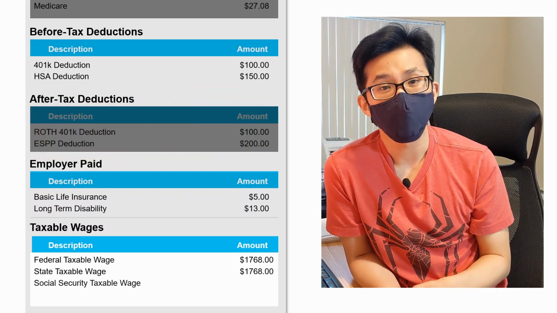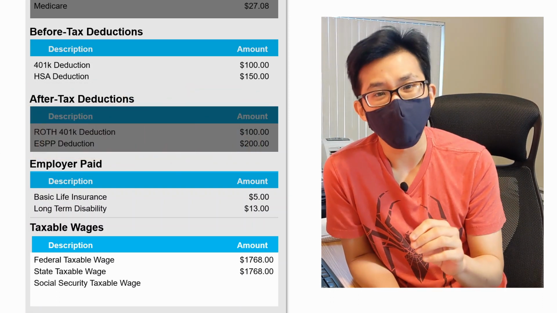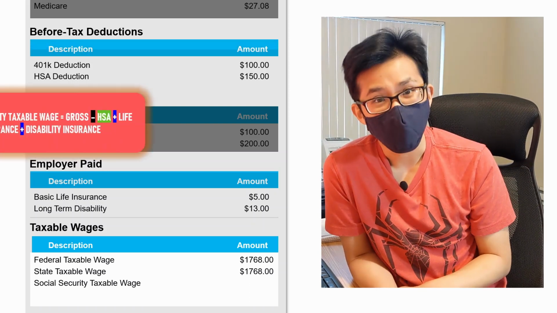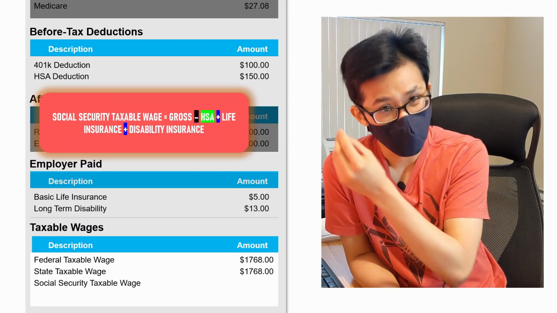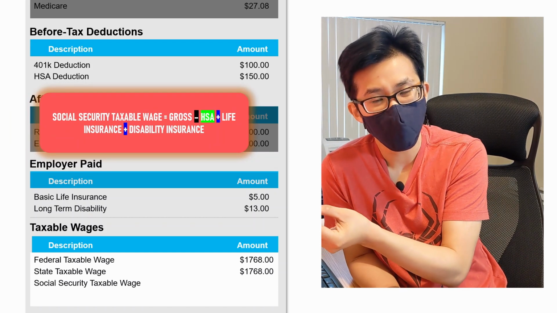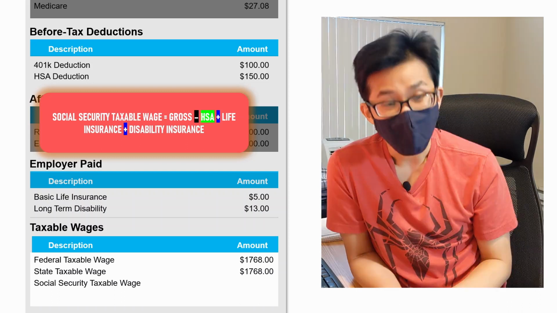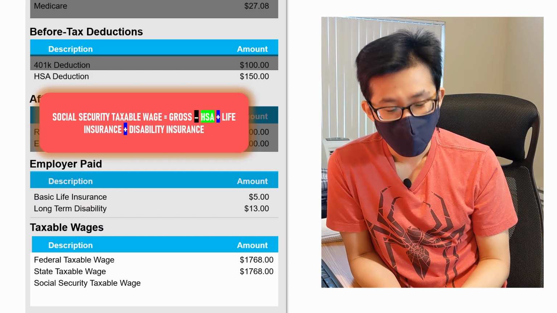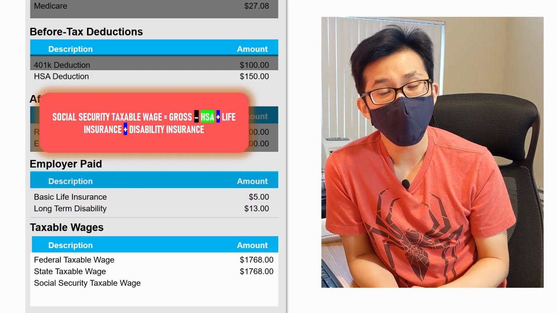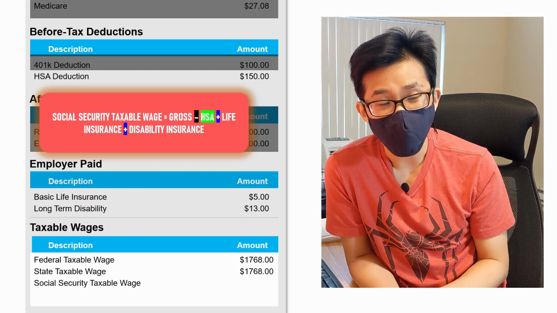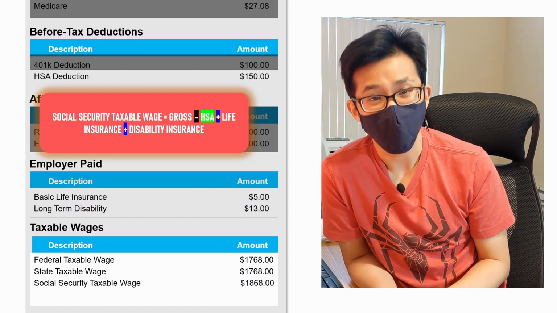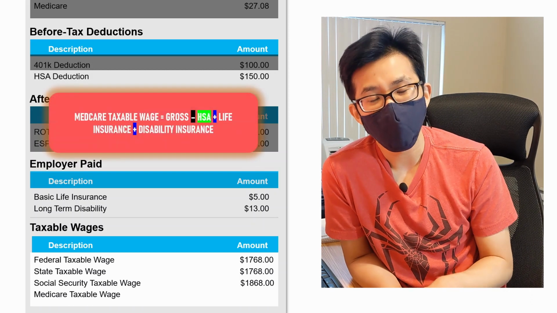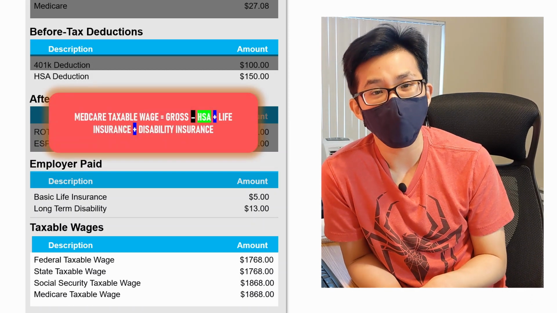What about Social Security? This is computed differently from the federal and state level taxable wages. It is calculated as such: gross income minus HSA plus basic life insurance plus disability insurance. Notice that the pre-tax 401k deductions do not apply here. So this makes our Social Security taxable wages compute to $1,868. And lastly, Medicare. The taxable wage for Medicare is calculated the same way as the Social Security taxable wage.